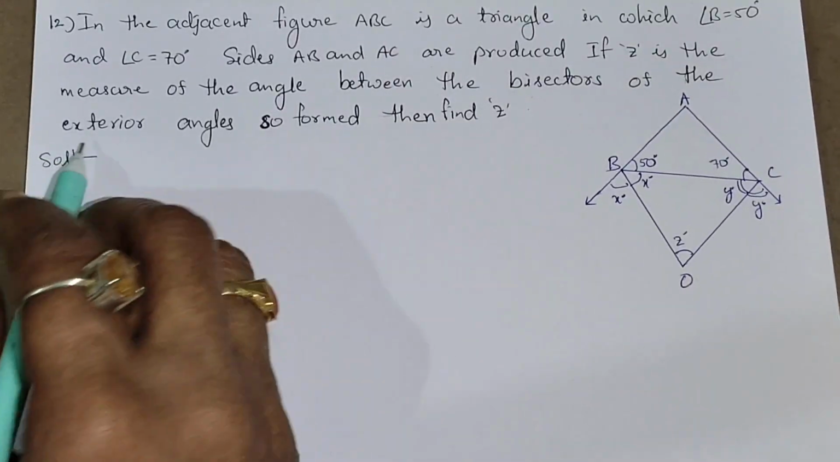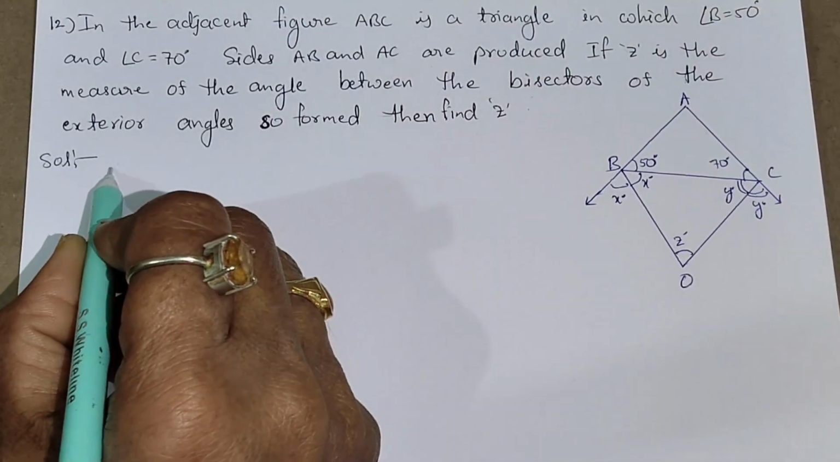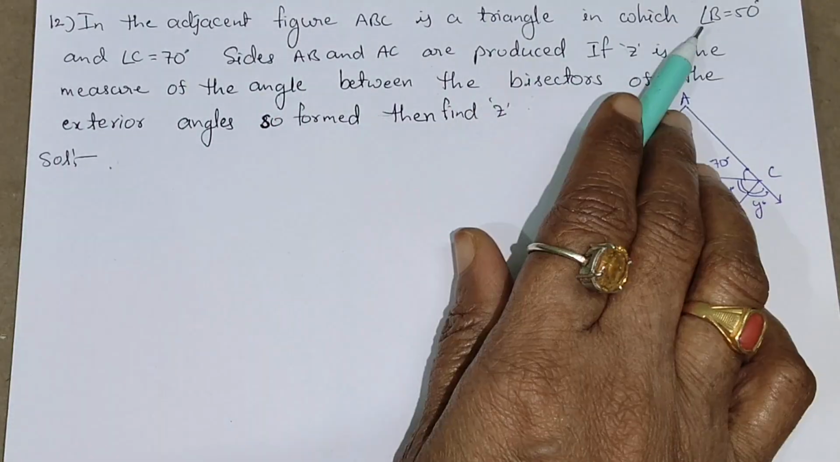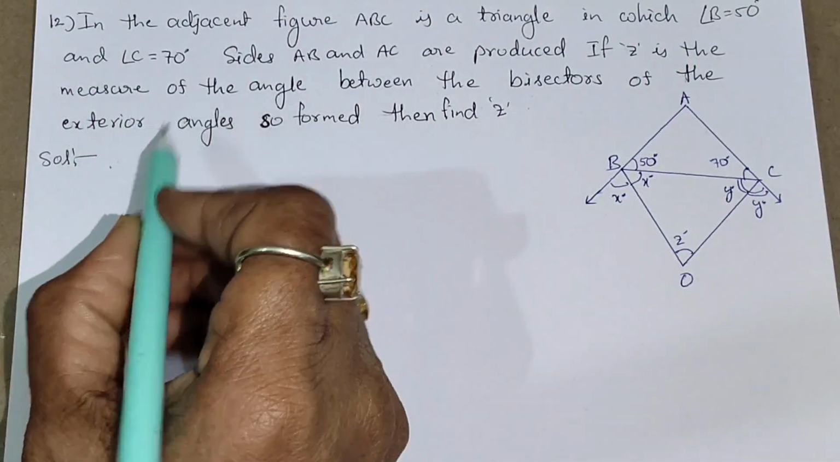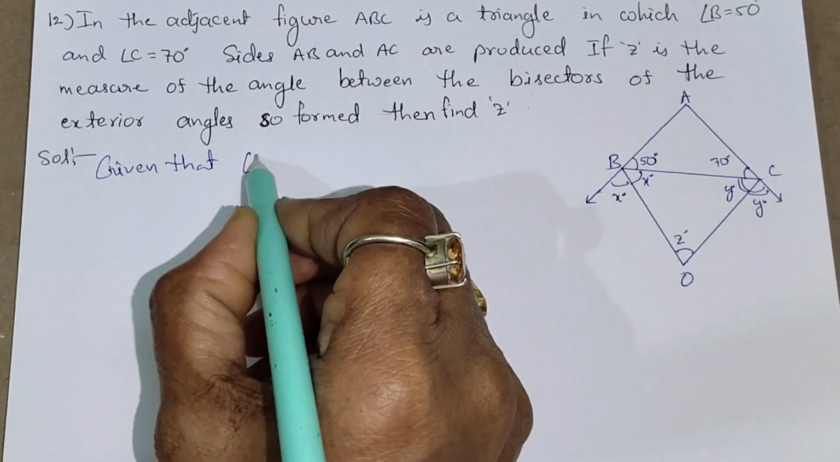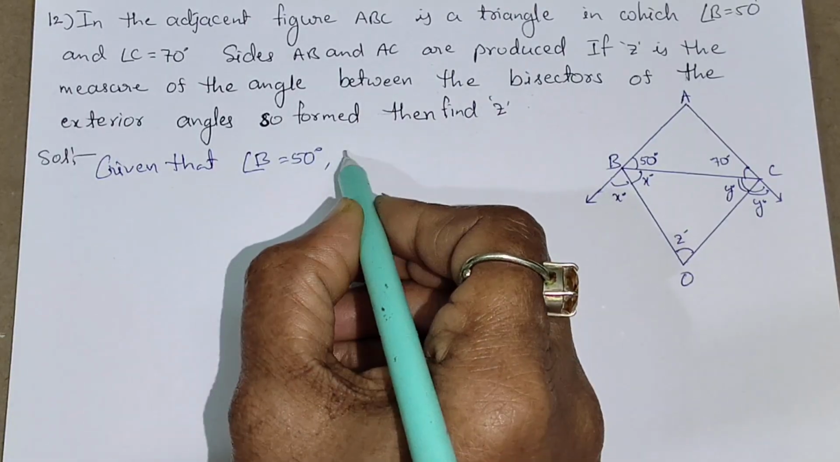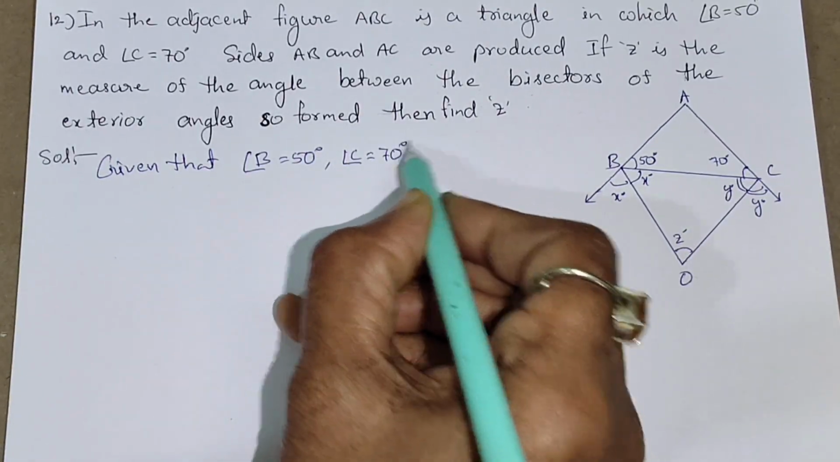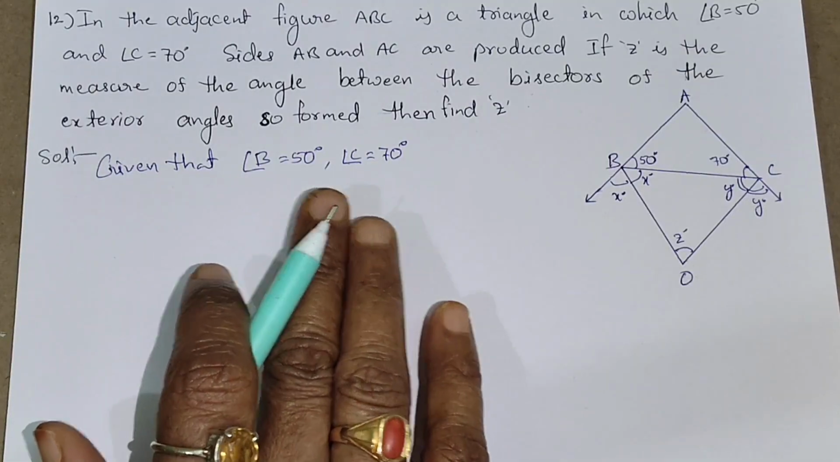So here, given that, first we write the given data. Given that angle B equals 50 degrees and angle C equals 70 degrees. These two angles are given.